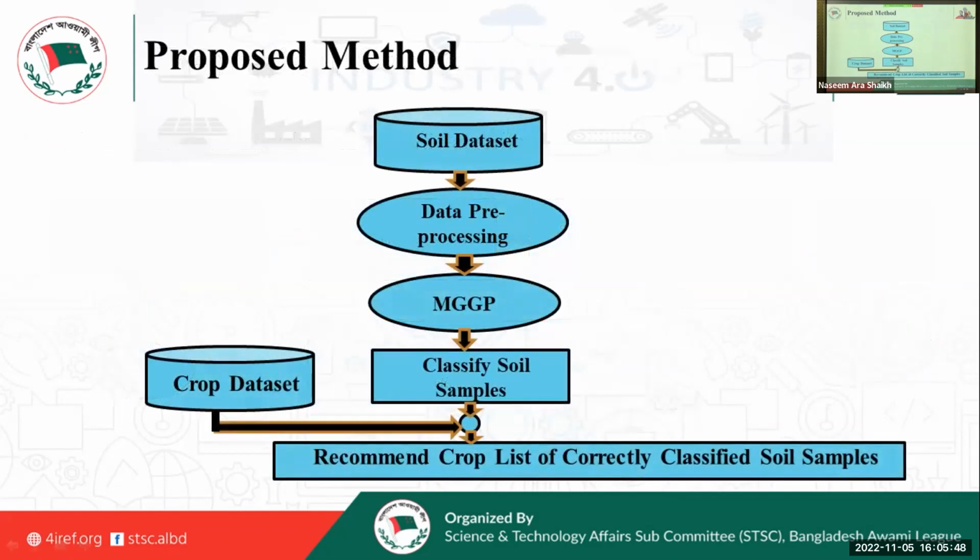And this is the overall functional block diagram of our proposed technique. At first, we collect some soil dataset, then we apply a pre-processing technique to remove the erroneous, irrelevant features from the dataset. Then we apply the multi-gene genetic programming approach to build our computational model. Then we get the output from the computational model, like the soil sample classification. Then we apply the crop dataset, our collected dataset, and we recommend actual crops based on the soil classifications.